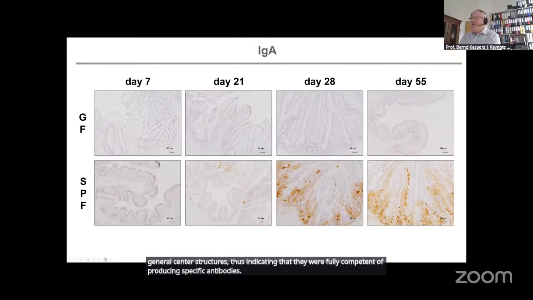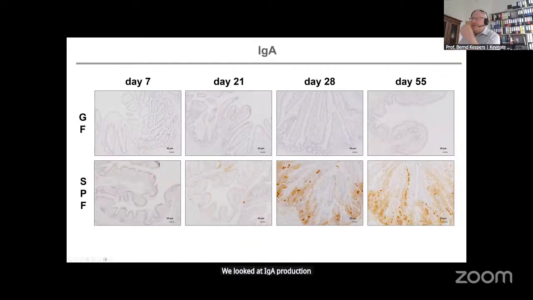We looked at IgA production, and as expected, no IgA at all in the gut, while SPF birds, as expected, would start to produce IgA around 3 weeks after hatch.